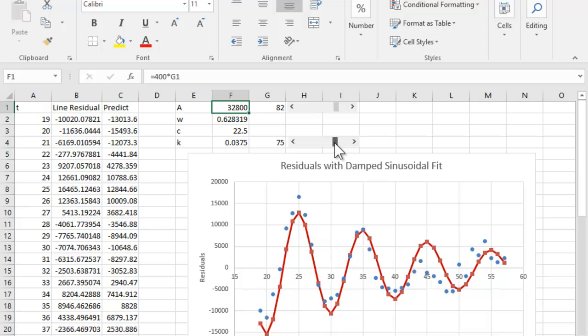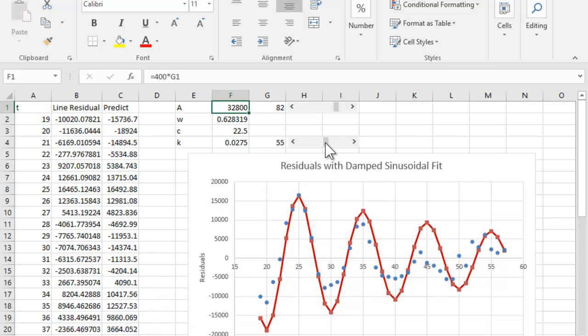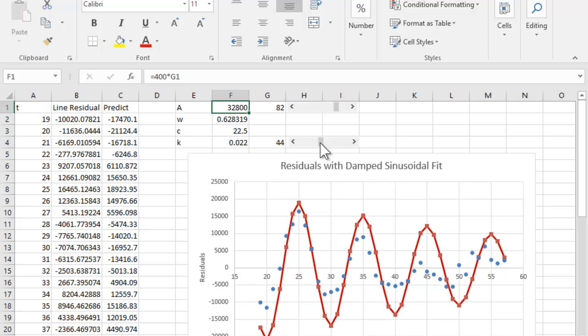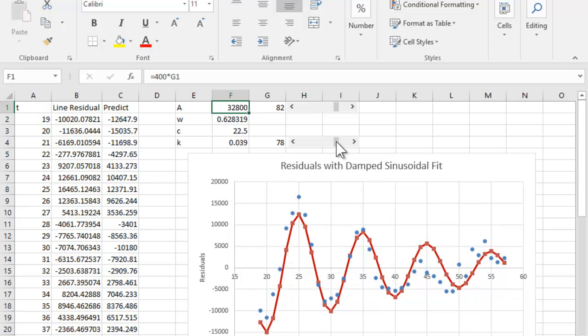And I can also adjust the speed of decay. So I can control how quickly these things are going to drop down. For example, this value is not enough. This red model is not damping quickly enough to follow the blue data. I would need it up here some more.